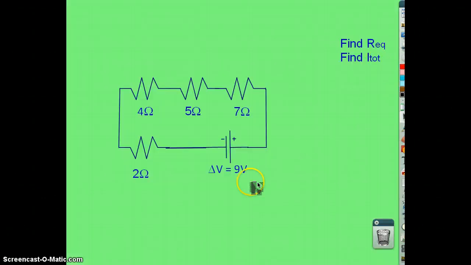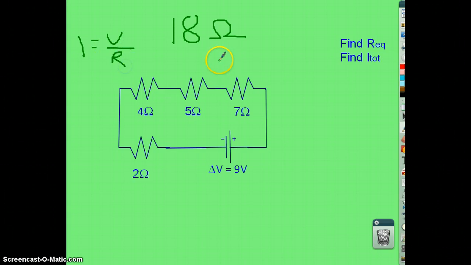So let's look at a sample here. Find the equivalent resistance. So 4 plus 5 plus 7 plus 2. 9 and 7 makes 16 plus 2 makes 18 ohms. So 18 ohms. Find the total current. Well, I equals V over R, so that would be 9 volts over 18 ohms, that would give me a current of 1/2 of an amp.